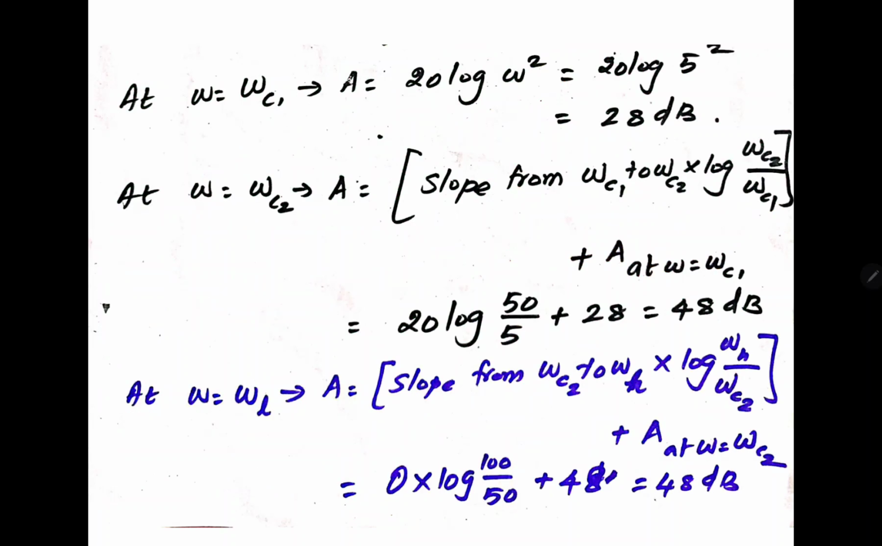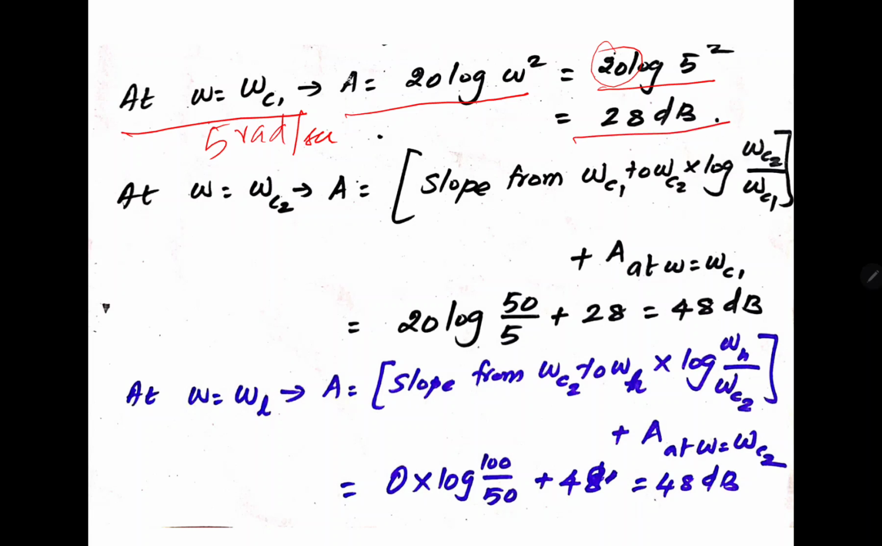Now we find the gain at omega equal to omega C1, the first corner frequency, which is 5 radians per second. A is equal to 20 log omega squared, so substituting 5 radians per second, 20 log 5 squared, which gives 28 dB.